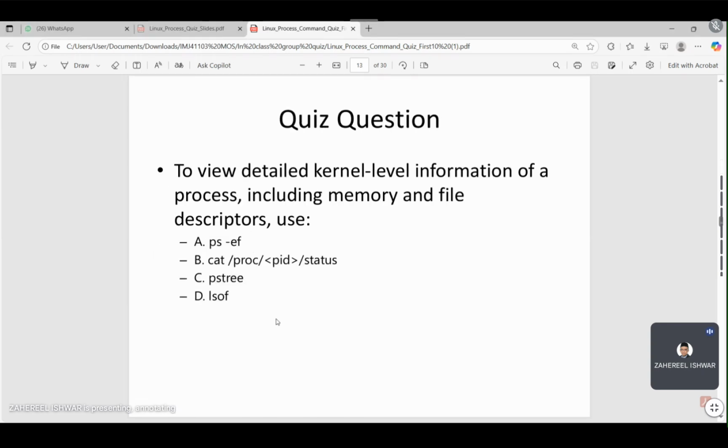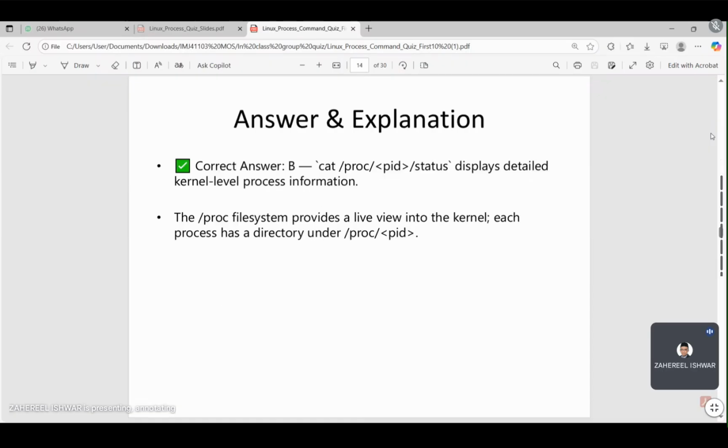Without the detailed kernel level information of a process, including memory and file descriptors, what should we use? Well, we know ps -ef. What does it do? You also know lsof, what does it do? What about cat /proc/PID/status? So yeah, that's the answer, right?